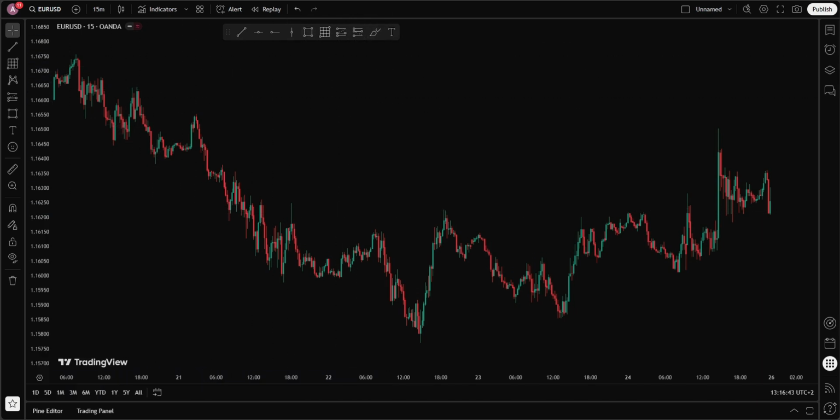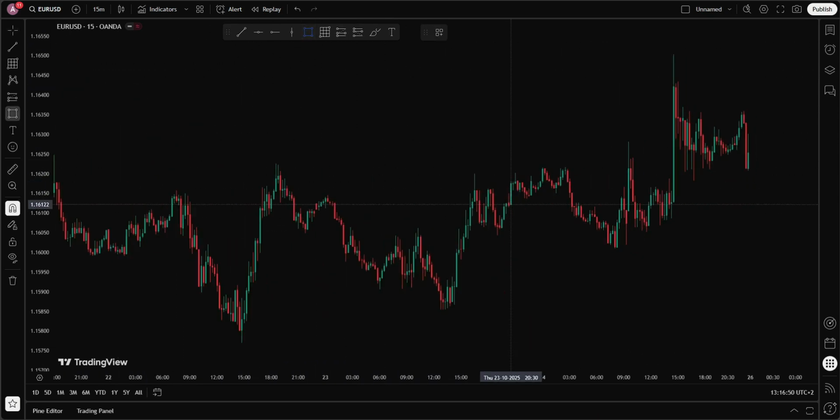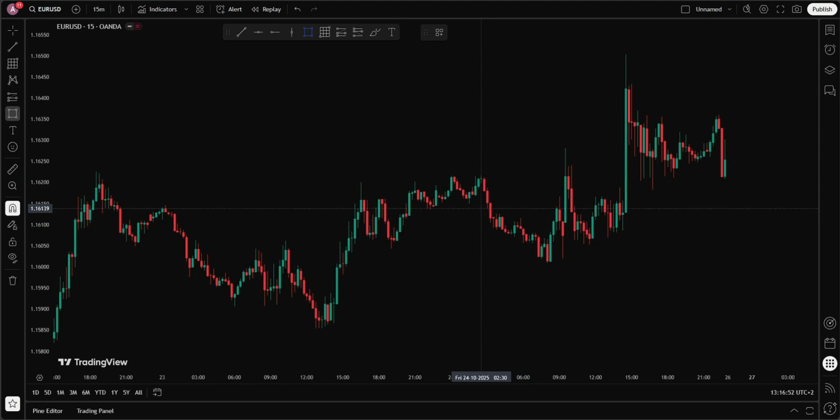Next, turn on the magnet mode, because in our trading style, we need our tools to snap precisely to the candles, like this. Now, what are these tools used for?